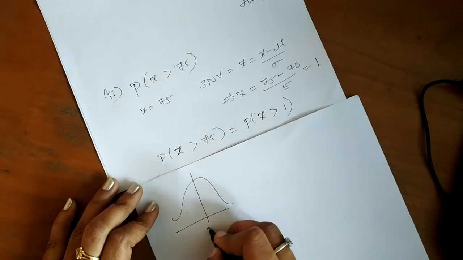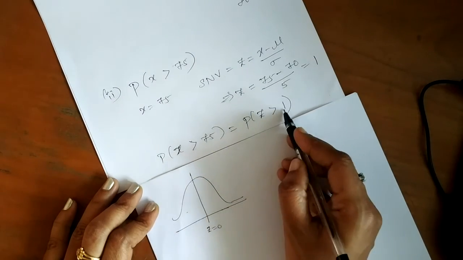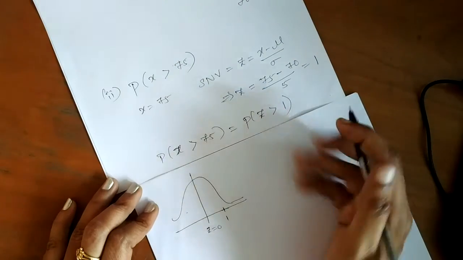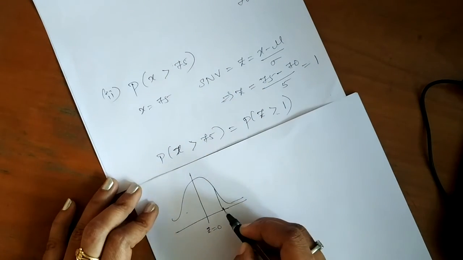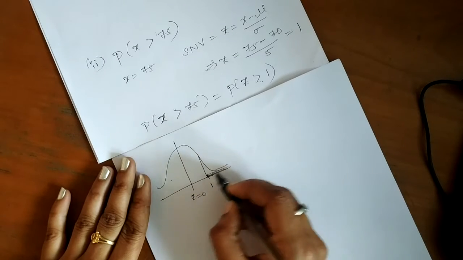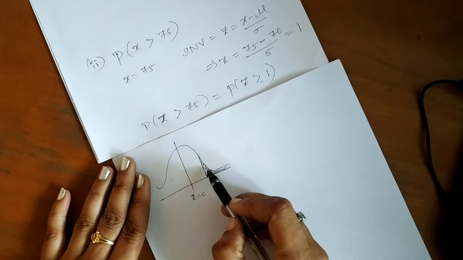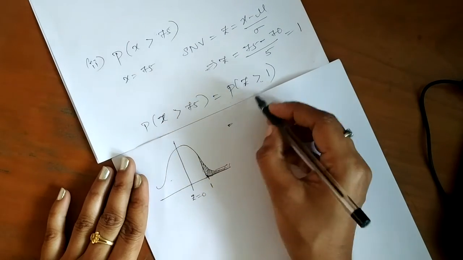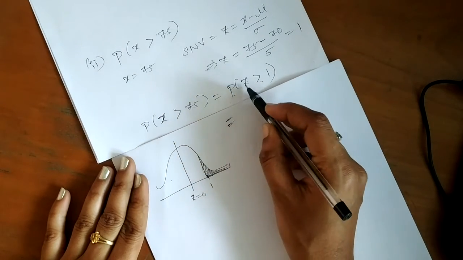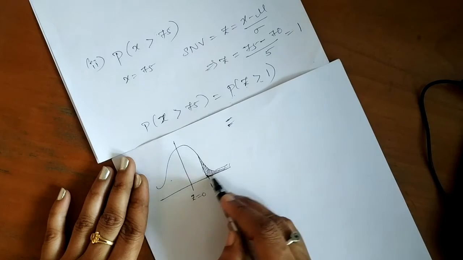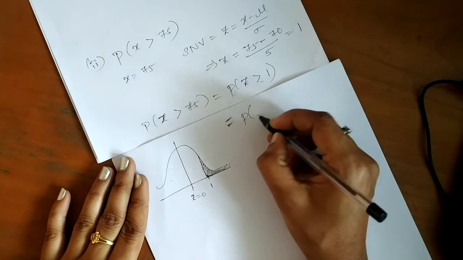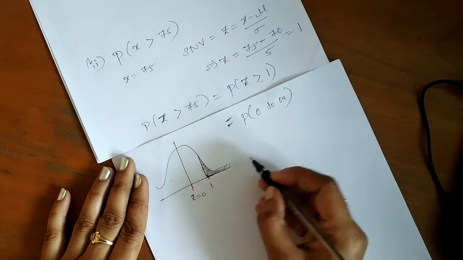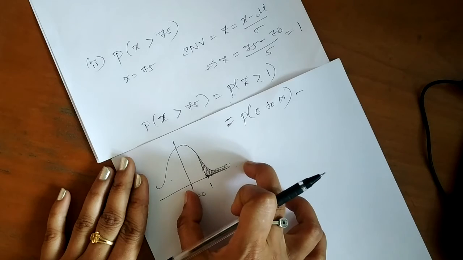NPC, see here we have z equal to 0 and it is asking about 1. So let me take 1 here. Greater than 1 it is asking. Greater than 1 means the right side of this line, and the total area under this curve to the right you have to find. That is the probability we have to find here. So for that, P of z greater than 1 can be written as 0 to infinity, minus, in this 0 to infinity, what do you have to subtract?